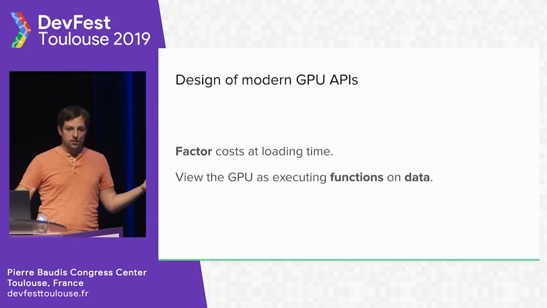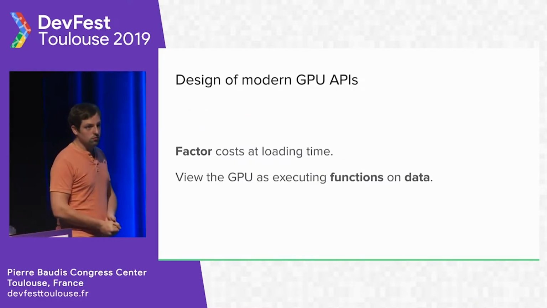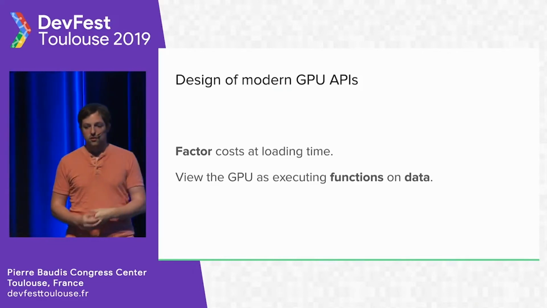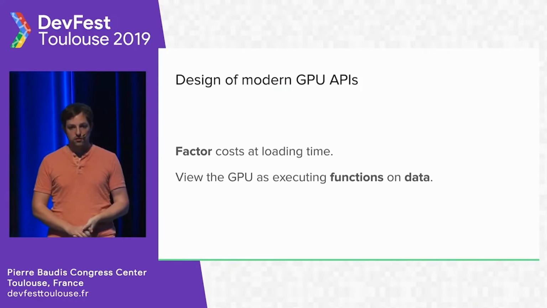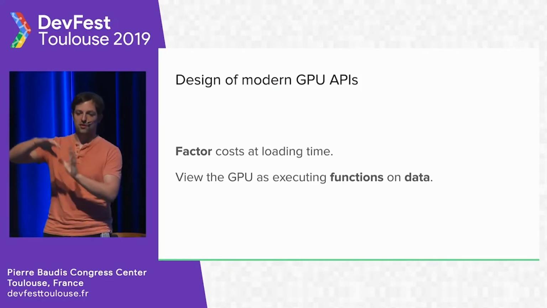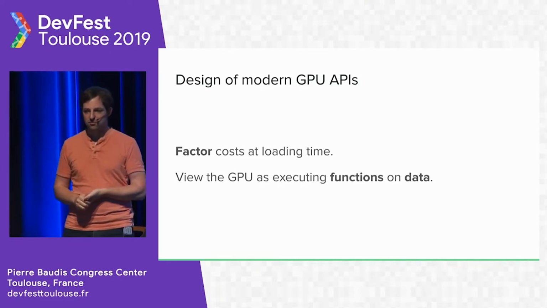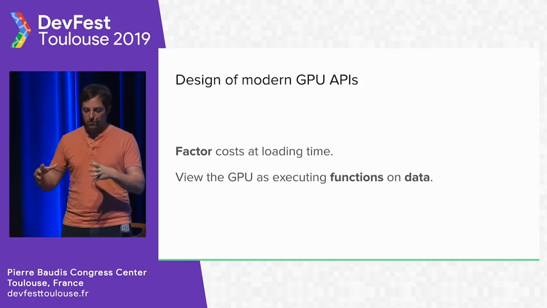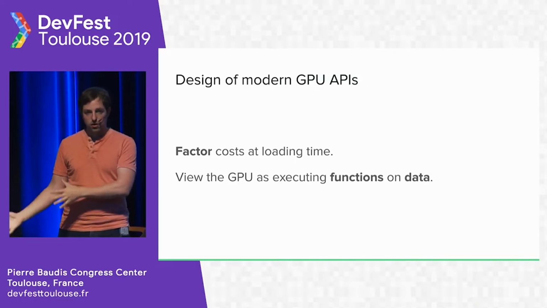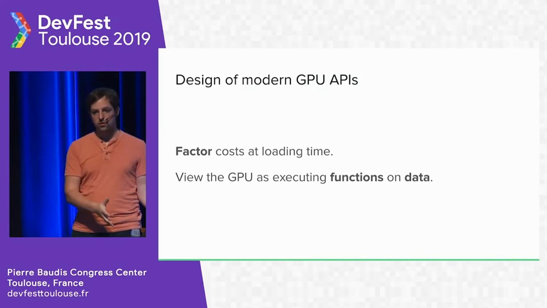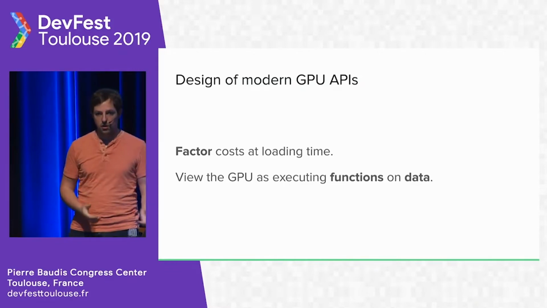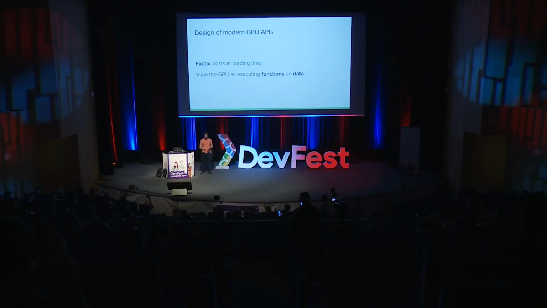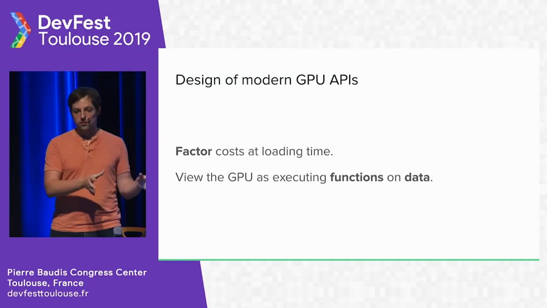Well, this is a lot of commands. And one of the big elements of design of the modern GPU APIs, so WebGPU is, let's say, modern for today, one element of design is to try and factor all the cost upfront while you load your application or your game. This way, while you're running the game, you have really amazing performance, and loading time is less important. So this is one element of design.